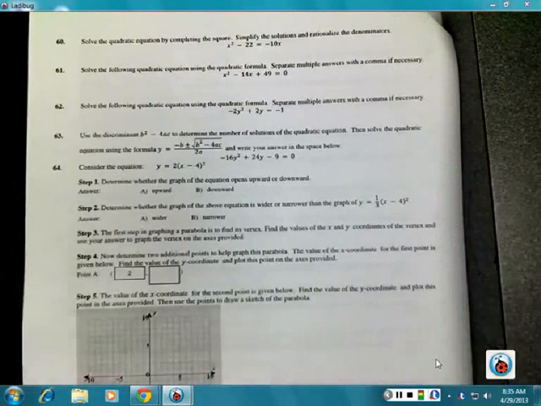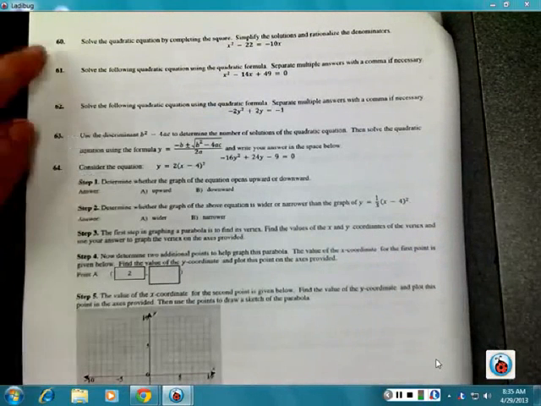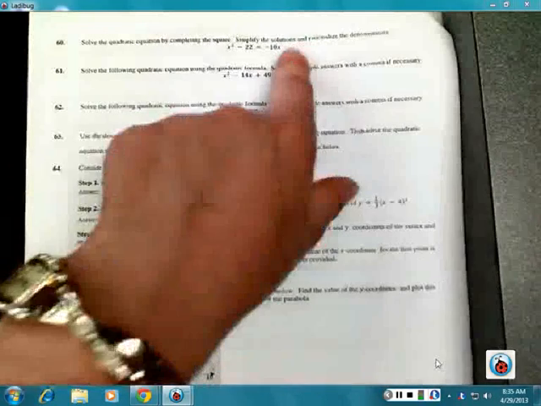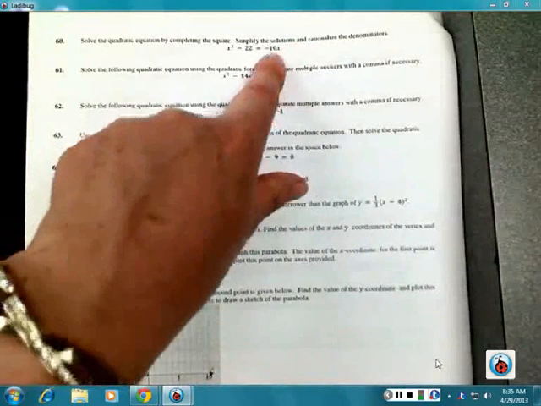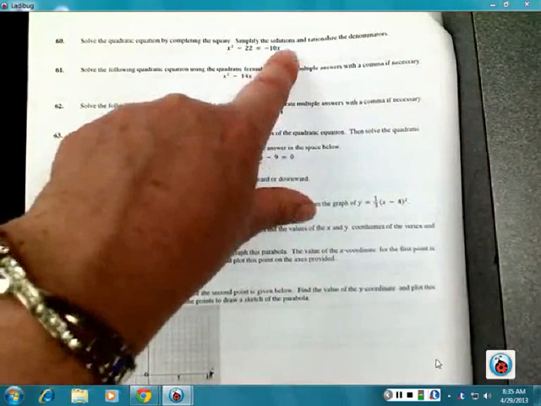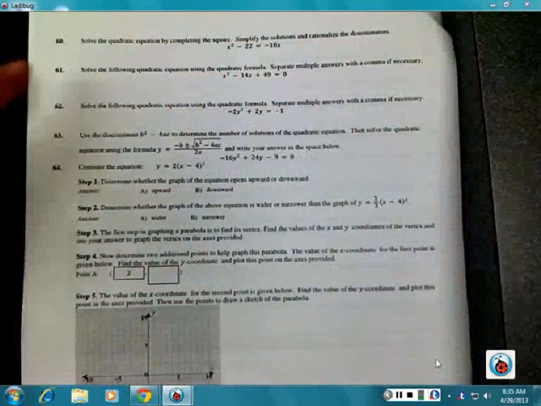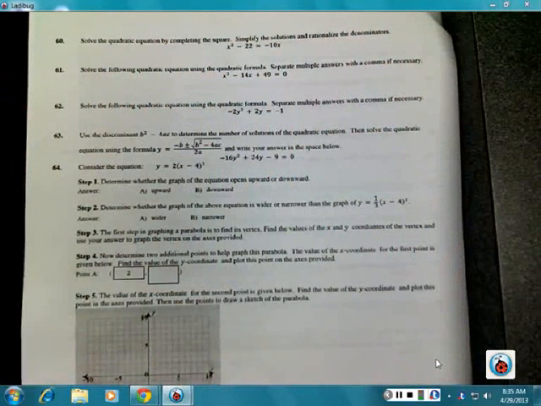Okay, 60. 60 says, solve the quadratic equation by completing the square. So that's another completing the square. We got to do some reversing in here. You need to move the 10x over and move the 22 to the opposite side, but I think you're good there. 61 says, solve the following quadratic equation using the quadratic formula.